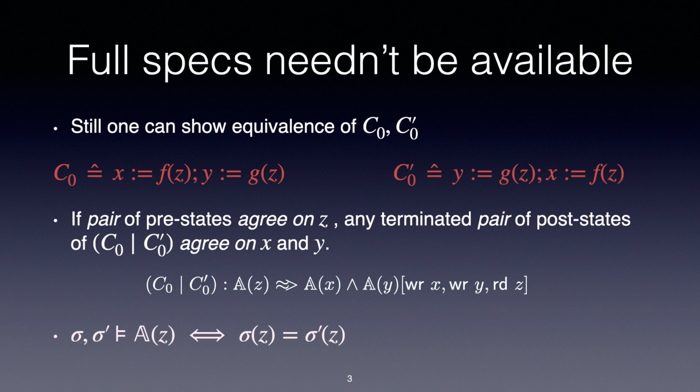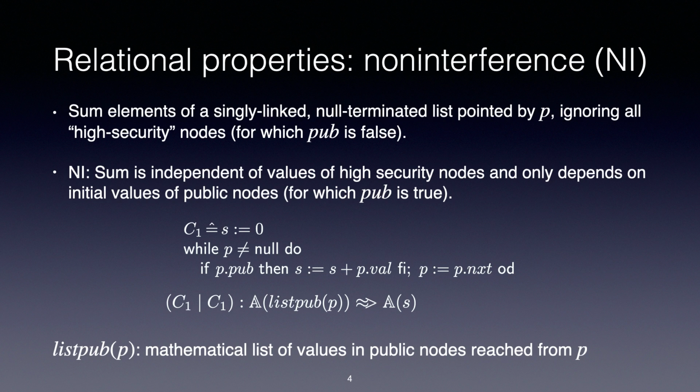This is our first example of a relational spec, and it's relational because we are considering two states corresponding to the two runs of the program and relations between the states. And this A, which is pronounced as agree, so in two states, sigma and sigma dash, agree of Z holds if and only if sigma of Z equals sigma dash of Z. That's one example of relational reasoning.